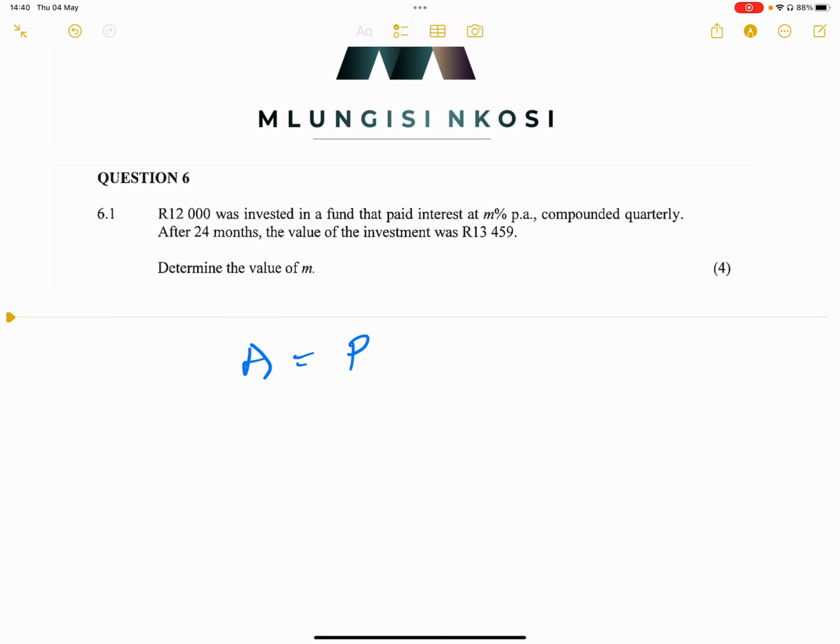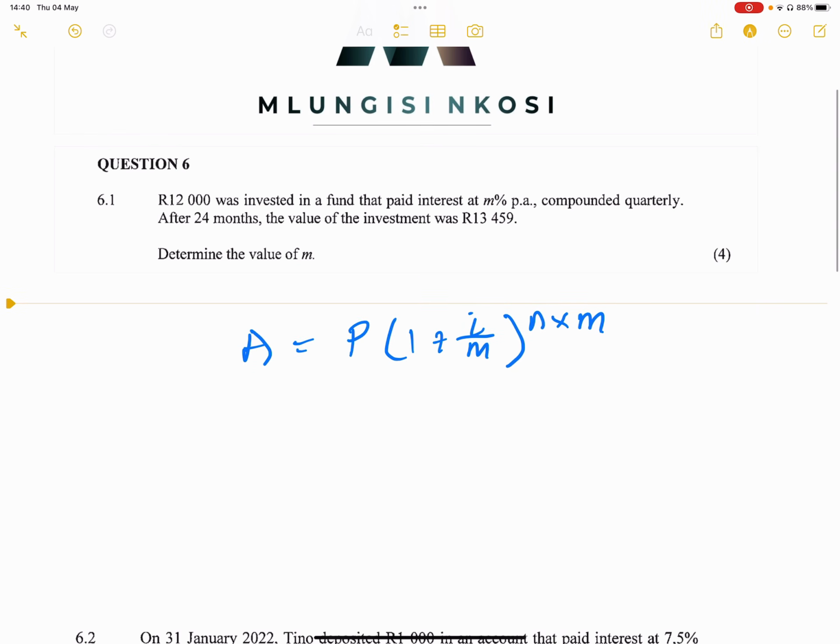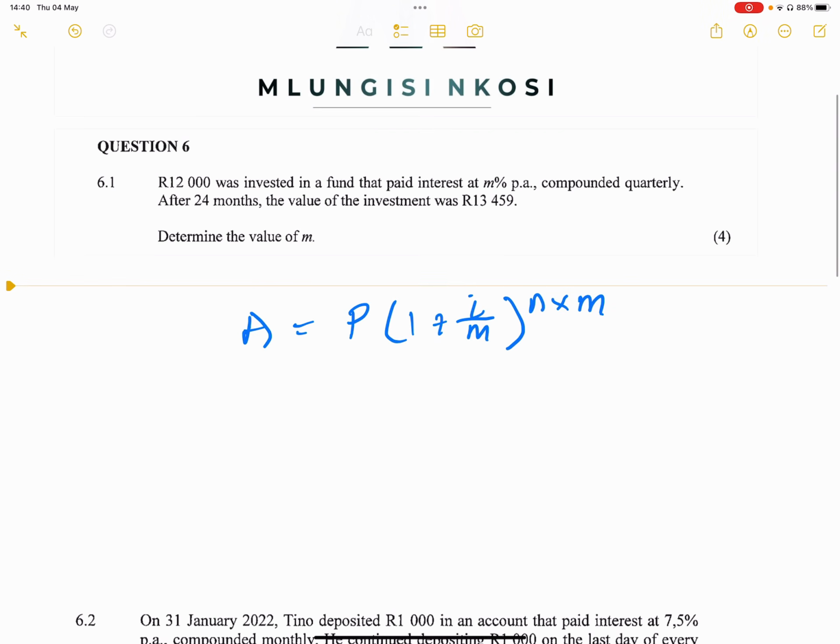A is equal to P, 1 plus i over m, all to the power n times m. Now, of course, for those of you who have watched my videos, you know that n stands for the number of years, that's the period in years. Now, m would be the compounding cycle. In this case, they said it's compounded quarterly, so it means that m is 4.